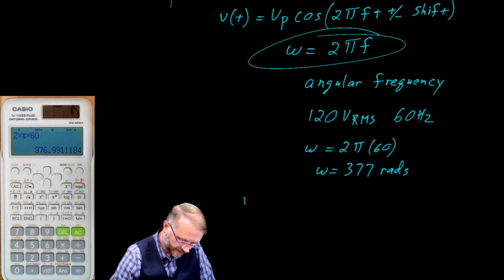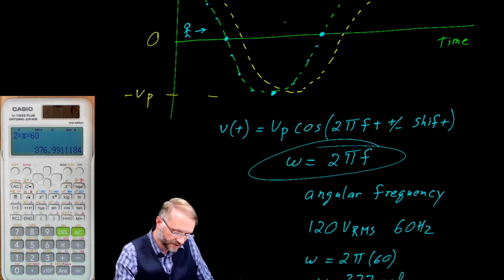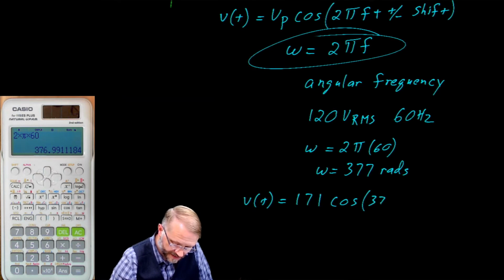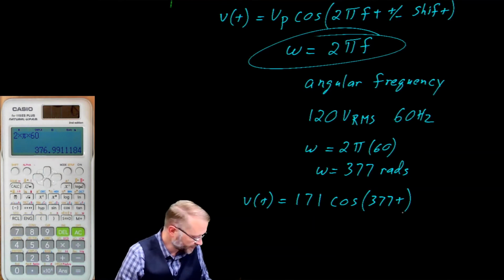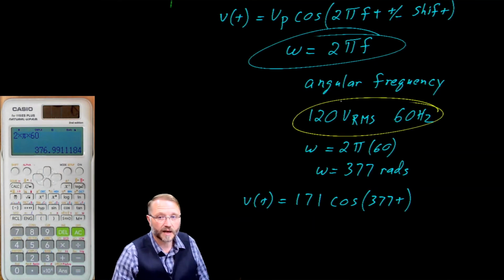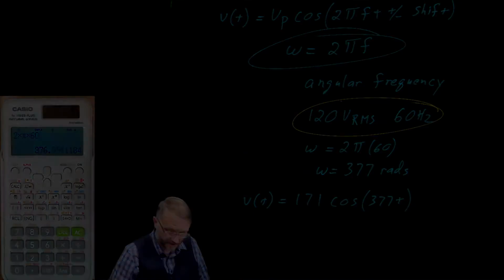Writing the whole thing, you would say V of t is equal to, now that's volts peak, I erased it, didn't I? I believe it was 171 cosine of 377t. So that is the same thing as saying that you have 120 volts RMS with 60 hertz.